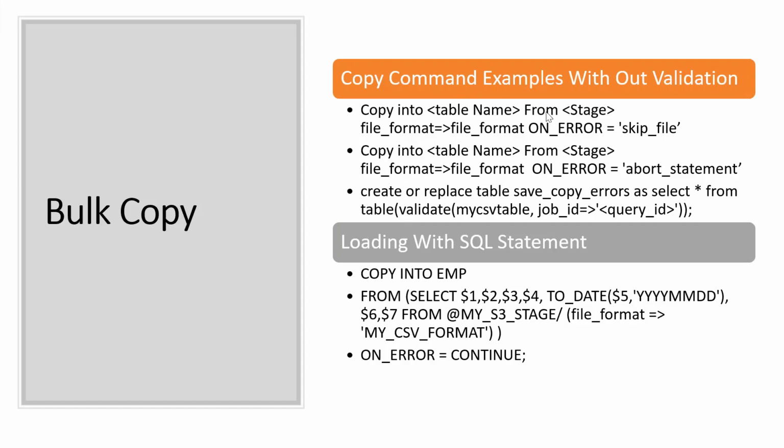Copy into table from, and there are three copy options. On error, what to do? Skip file, abort statement, and then there is one more thing, skip n files. When we tried to load it from the web UI, I was showing you all the options: skip file, skip number of rows. Do you remember that? Do you want me to show you one more time?